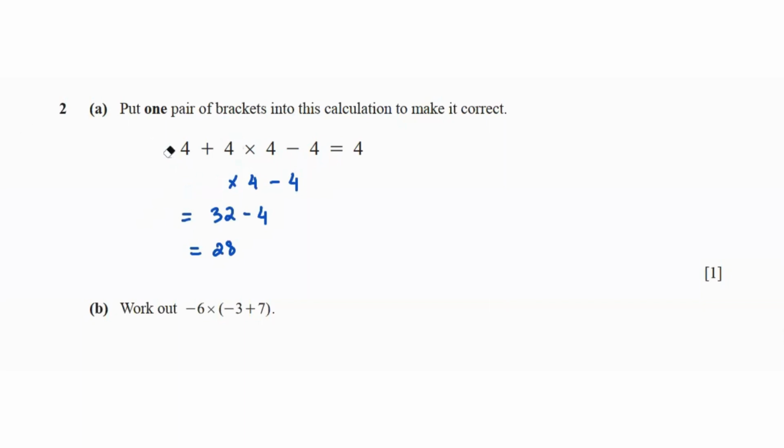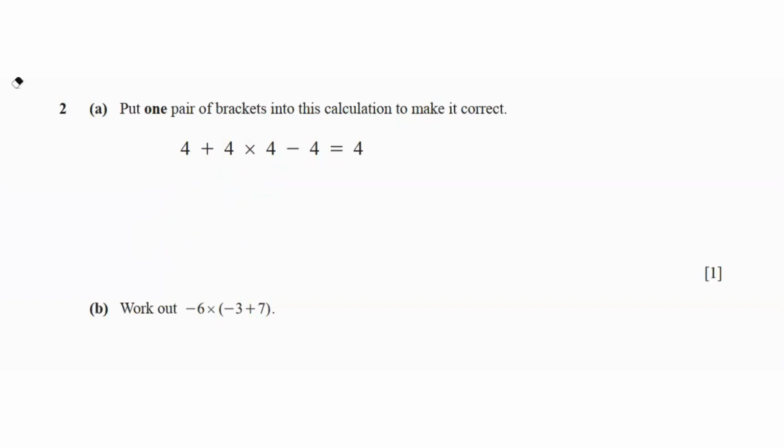So let's put the brackets again. If we do brackets around 4 times 4, it's going to be 4 plus 16 minus 4. 4 plus 16 is 20. 20 minus 4 is 16. Once again, we're not getting 4, so the brackets don't work over here as well.